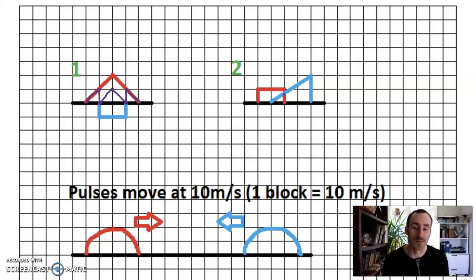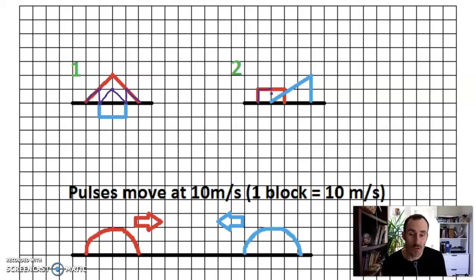Now let's do the second one. So in this region of the square wave, of the red square wave, it's not interacting with the blue sawtooth wave at all. So this is just going to be exactly like it is there. It's unaffected by the blue wave.